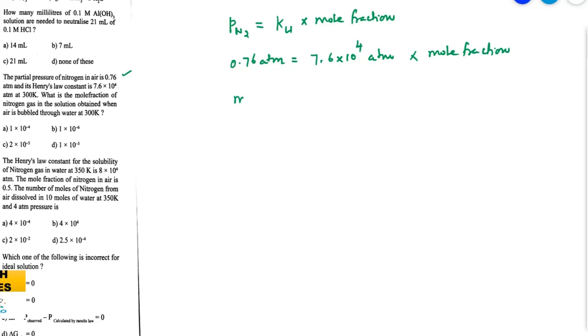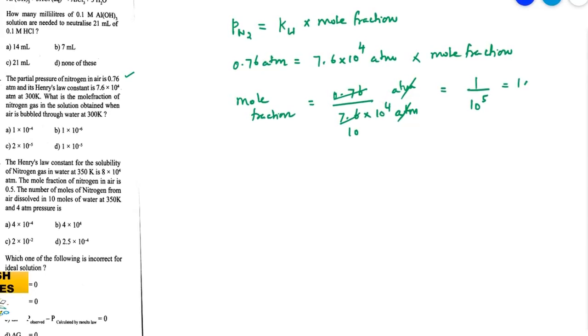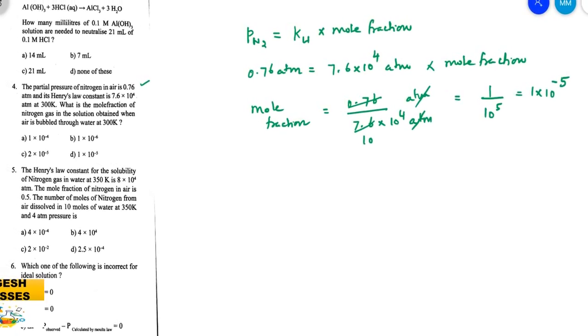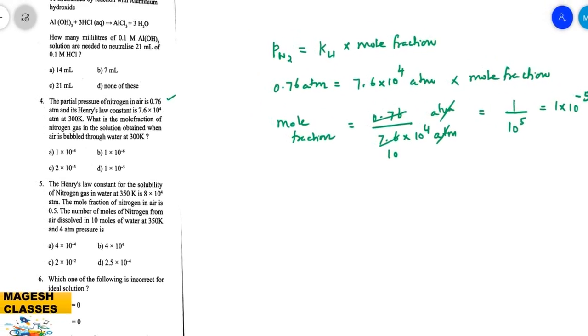So mole fraction is equal to 0.76 divided by 7.6 into 10 power 4 atm. Here the atmosphere unit is cancelled. So mole fraction has no unit, it is merely a number. By cancelling you get 0.76 divided by 7.6, which is one tenth, into 10 power 4. So this is equal to 1 divided by 10 power 5, we can write. So this is equal to 1 into 10 to the power of minus 5, no unit. Your answer is D.